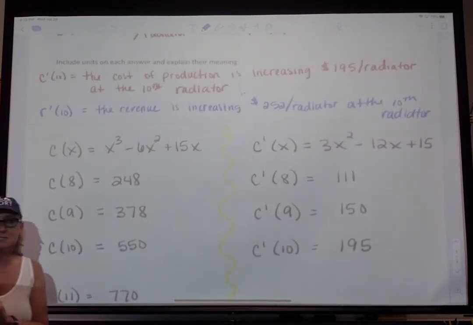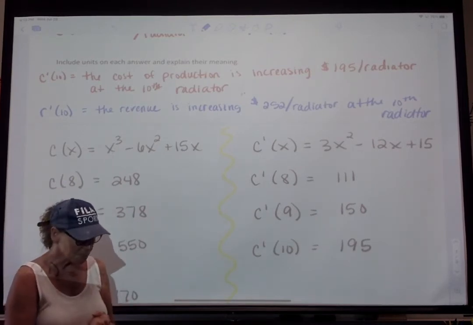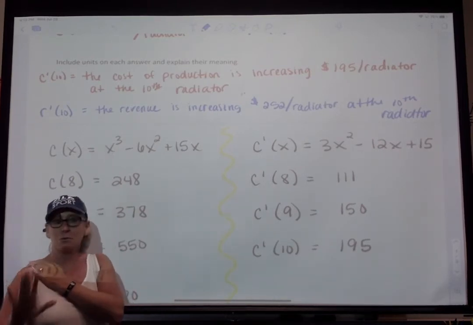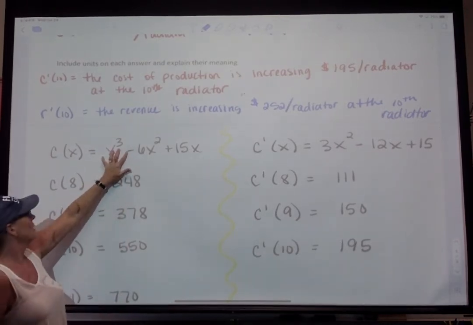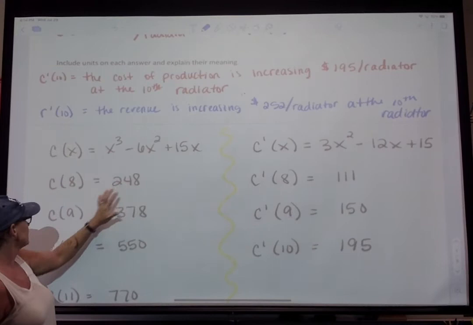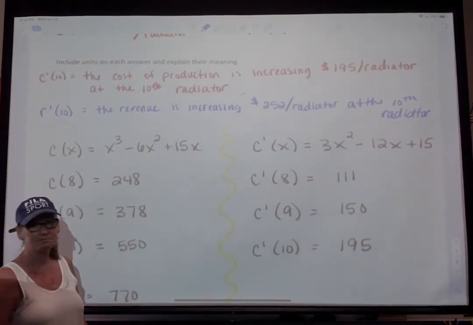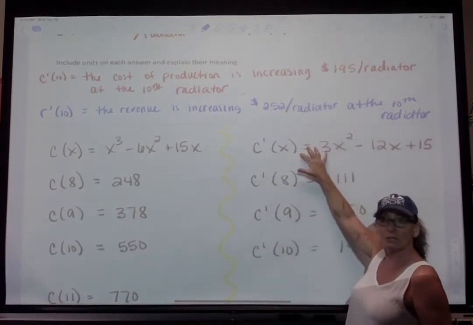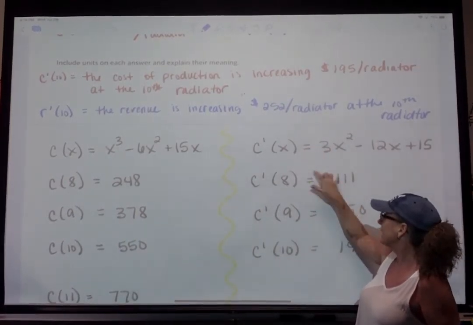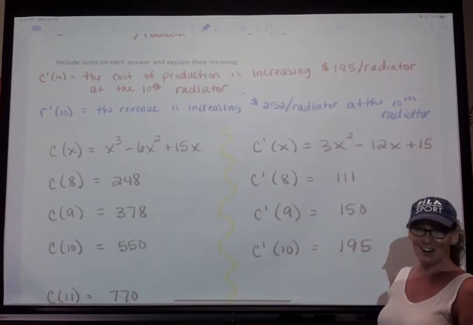So you don't have to copy this down. In fact, just put your pencil down and watch for a minute. I'll start with something really simple that I know every one of you will understand. This is my cost equation. I subbed in 8 and got this. I subbed in 9 and got this. I subbed in 10 and got this. I subbed in 11 and got that. This is my derivative. This is my marginal cost equation. I subbed in 8, I subbed in 9, I subbed in 10. Now, here's what this means.